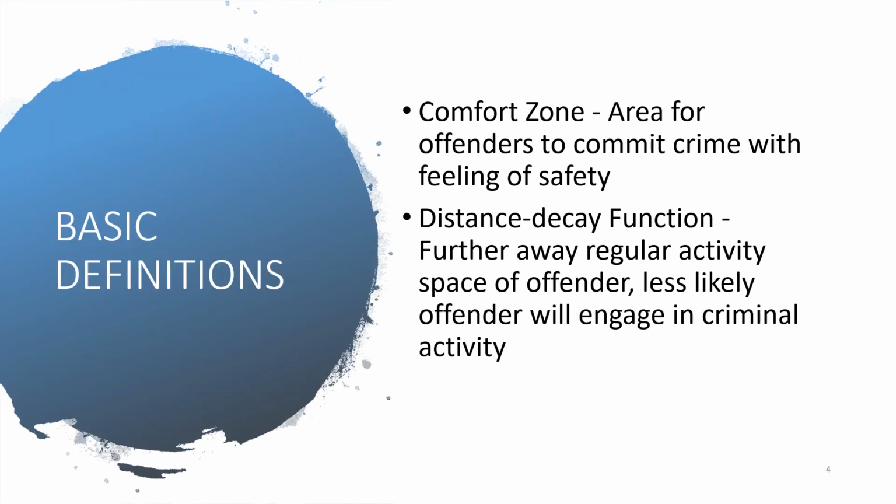Let's look at the definitions of the comfort zone and distance decay function. The comfort zone is the area in which serial offenders commit crimes because it gives them a feeling of safety, a sense of security that they can perpetrate the murders without interference, and also to reduce the chances of being caught, especially for psychopathic personalities. The distance decay function is the notion that the further away the regular activity space, that is non-criminal or base living activities, of the serial killer, the less likely that person will engage in predatory criminal behavior.